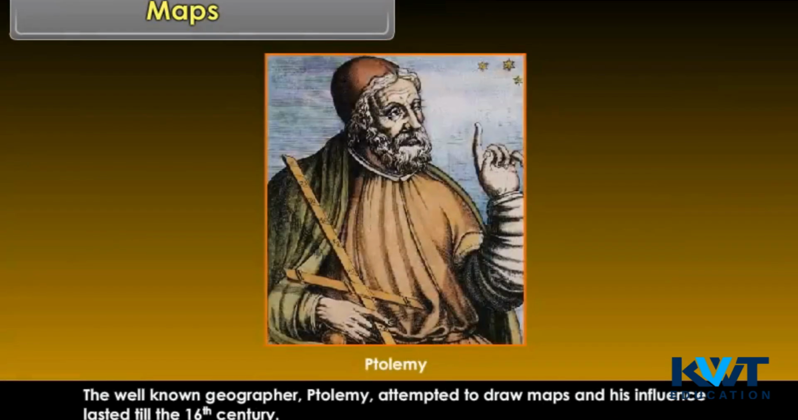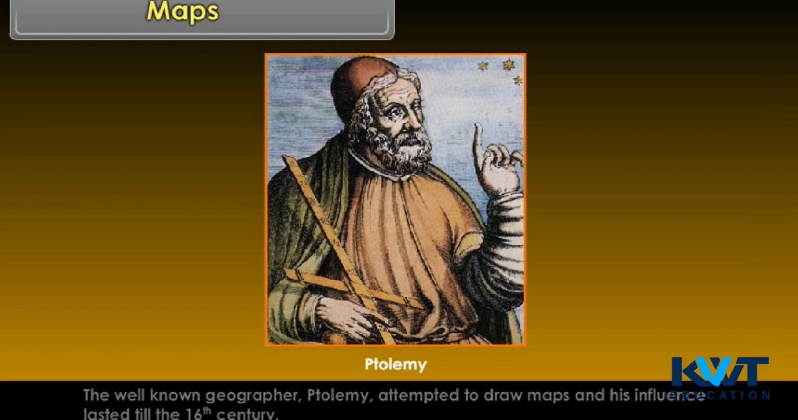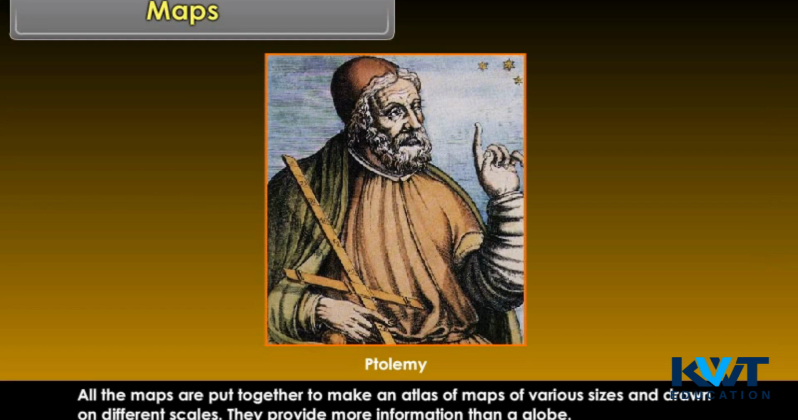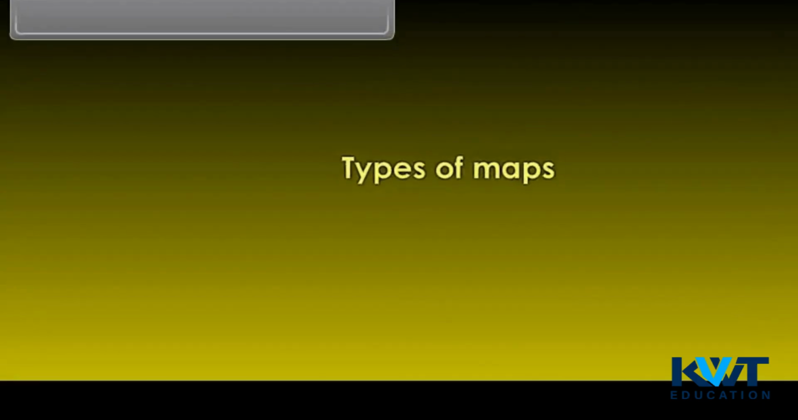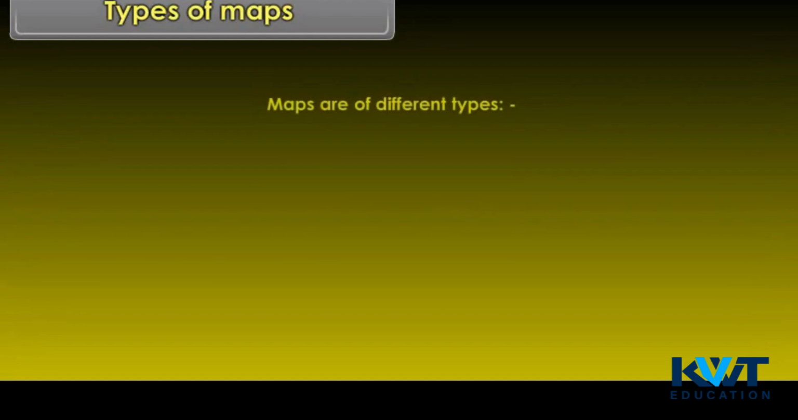The well-known geographer Ptolemy attempted to draw maps and his influence lasted till the 16th century. All the maps are put together to make an atlas of maps of various sizes and drawn on different scales. They provide more information than a globe.